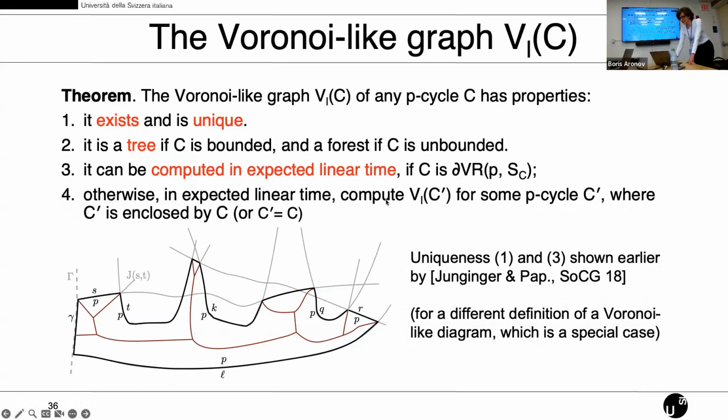Otherwise, in expected linear time, we can compute the Voronoi-like graph of C prime for some possibly other P cycle C prime, which is either equal to C or just enclosed within C. So if our cycle is not the boundary of the Voronoi region, we may compute with this algorithm the Voronoi-like graph of an enclosed cycle.